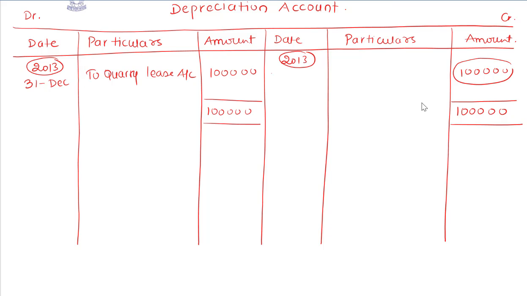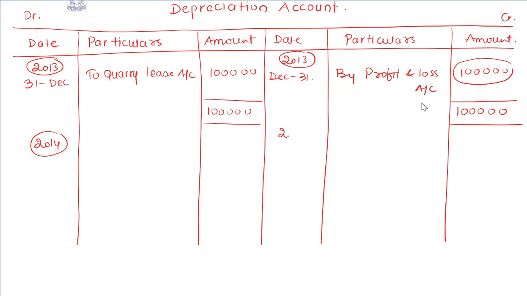This 1 lakh would be transferred on the same date, 31st December, to profit and loss account. So by profit and loss account 1 lakh.